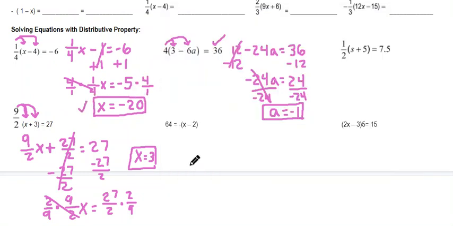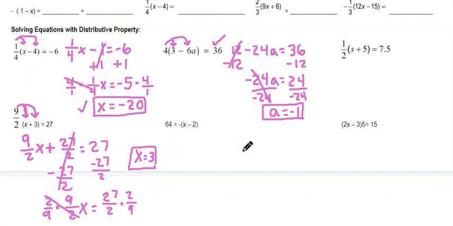Okay? So equations are always awesome because you can check your work and know right away if you got it right or wrong. If you plugged it in and didn't get what it wanted to equal, we know we got it wrong. If we plug it in and it gives us what they wanted it to equal, then we know we got it right. So equations are really good in that aspect.